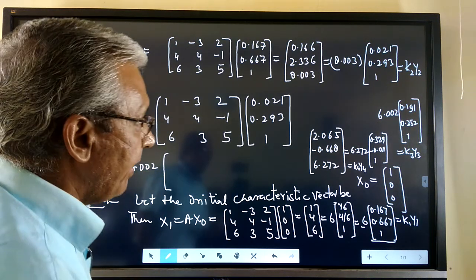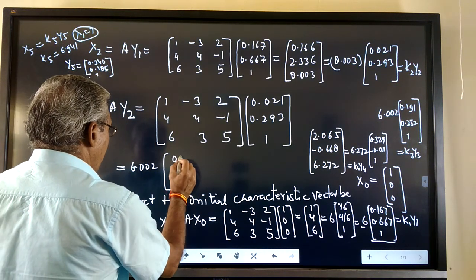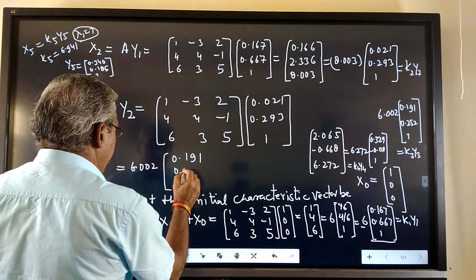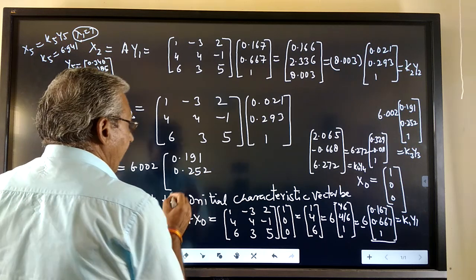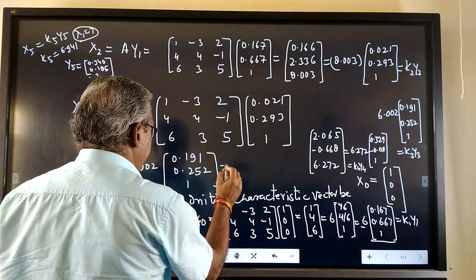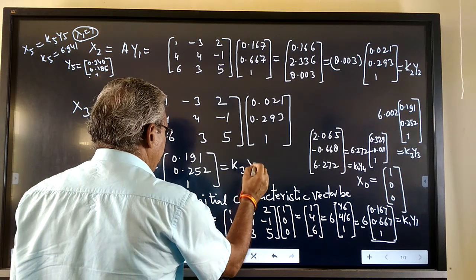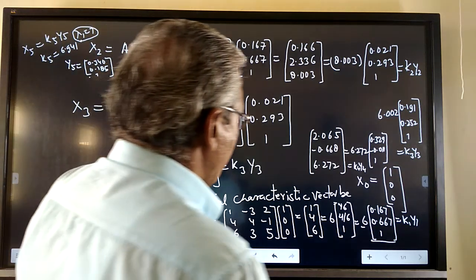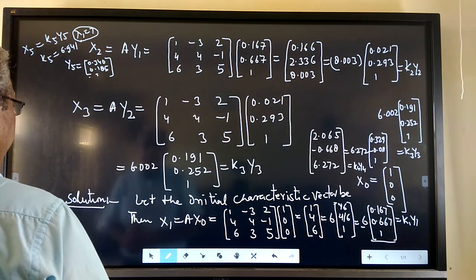The column matrix is given by [0.191, 0.252, 1]. Suppose it is k3 and y3. Here k3 is 6.220 and y3 is this column matrix.